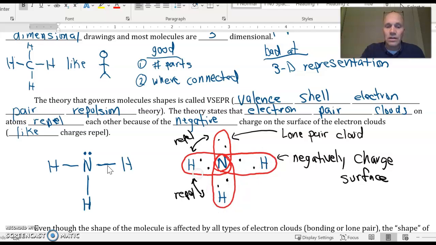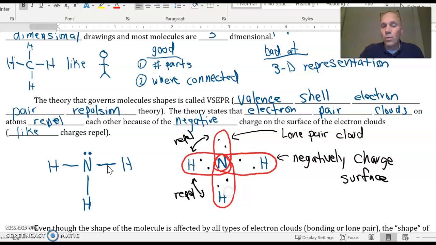Same here, and same here, all right? And all this theory says is that these clouds don't really like each other, all right? They repel because they have like charges, and that causes them to want to get as far away from each other as possible, all right?